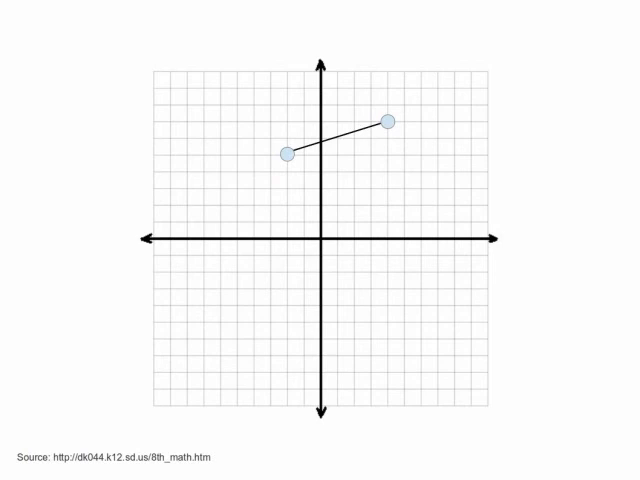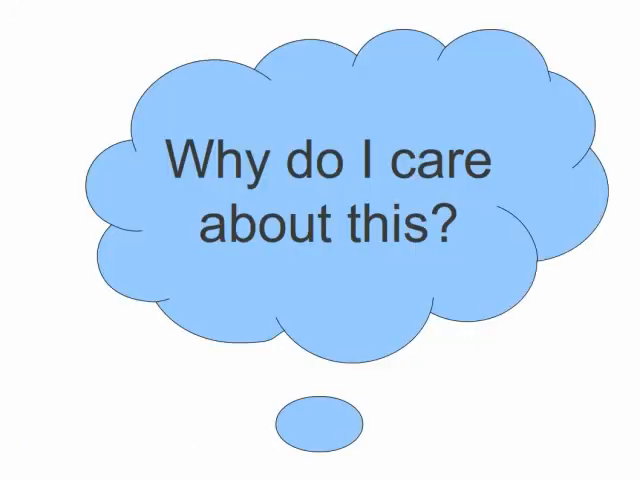How long is the line that runs from -2, 5 to 4, 7? The distance formula gives us a way to find how far apart 2 points are when there is no easy way to measure.